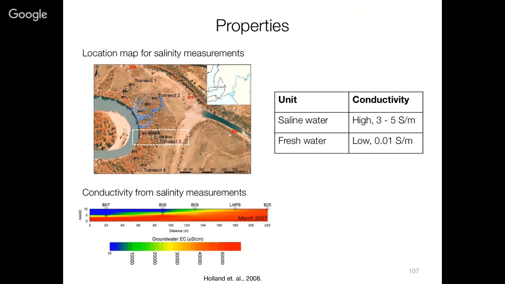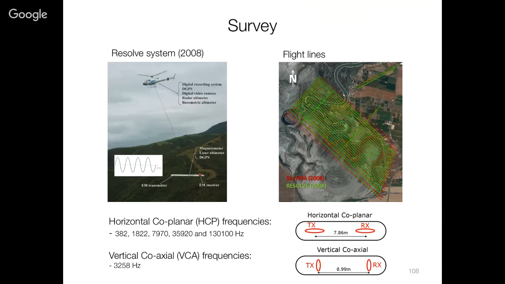So that's where they made measurements and electrical conductivity values. So now they're going to do a survey that goes over the entire area. And they're going to use a RESOLVE system. So this is a frequency domain system. So this was flown in 2008. So here's their transmitter, here's the receivers.